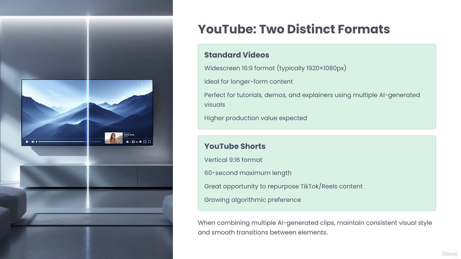Now for YouTube. Standard YouTube videos are widescreen, 16:9 aspect ratio, typically 1920 by 1080 pixels. That works best for longer form content, especially if you are combining several AI-generated clips into a cohesive story or explainer. But don't forget YouTube Shorts. These use the same 9:16 vertical format as Reels and TikToks and are a great place to repurpose that same content for a new audience.